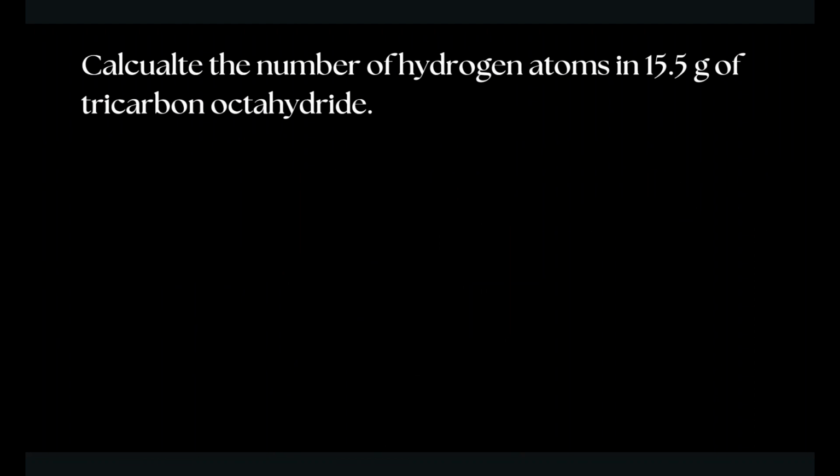Taking a look at the next example, we are going to calculate the number of hydrogen atoms in 15.5 grams of tricarbon octahydride. So we are going to be starting off with our 15.5 grams of the tricarbon octahydride. Creating the formula for this, tricarbon means I have 3 carbon atoms, octahydride, hydride being the hydrogen, octa meaning I have 8.